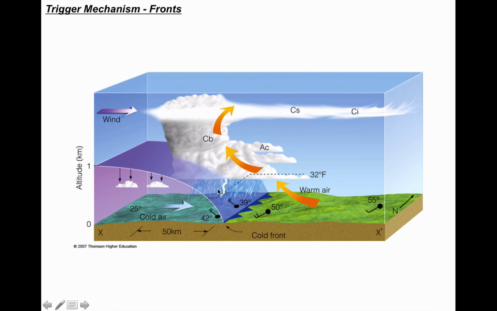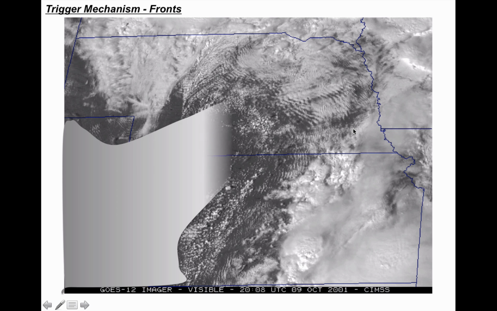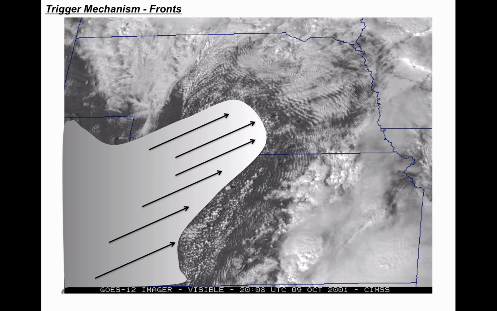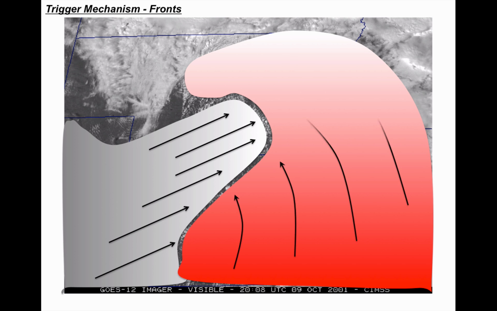So a front is just forcing air to rise. Let me give you a good example of this. This is a satellite image taken over Nebraska and Kansas. And I'm going to show you two different big air masses that were in play here. We had one coming out of the desert southwest, coming off in this direction, and another one coming out of the southeast, which is coming from the Gulf of Mexico.